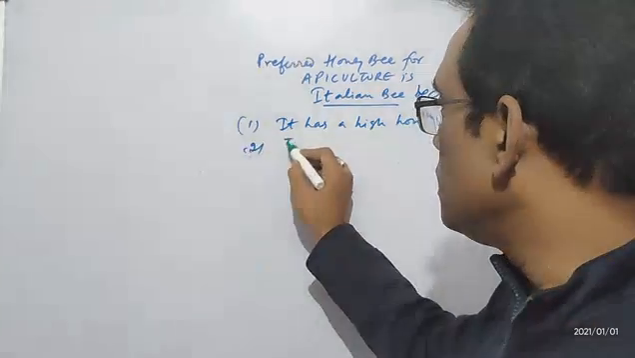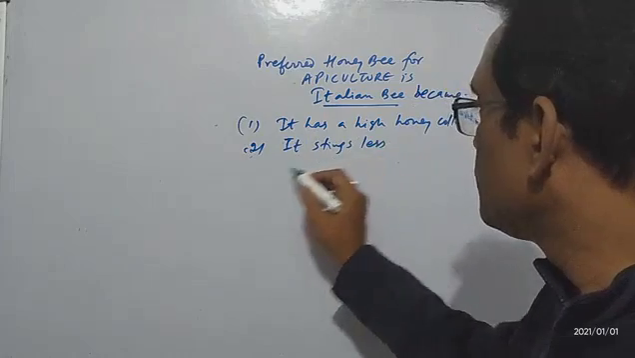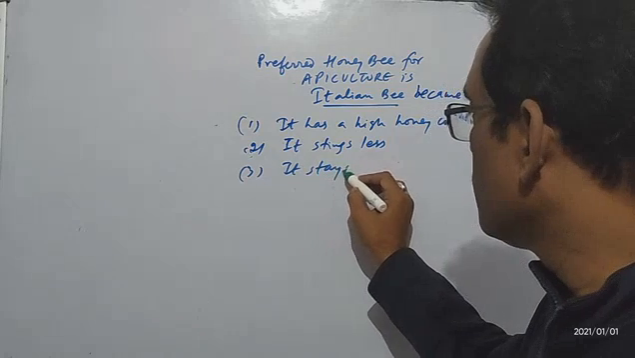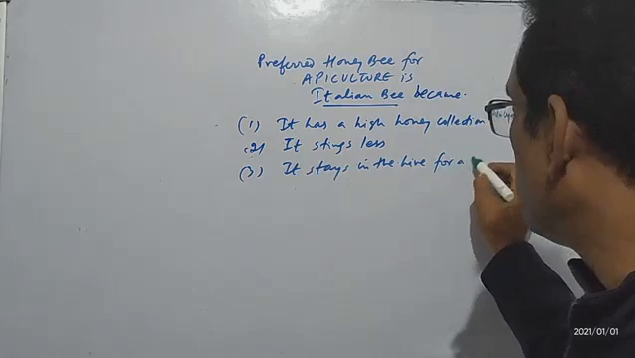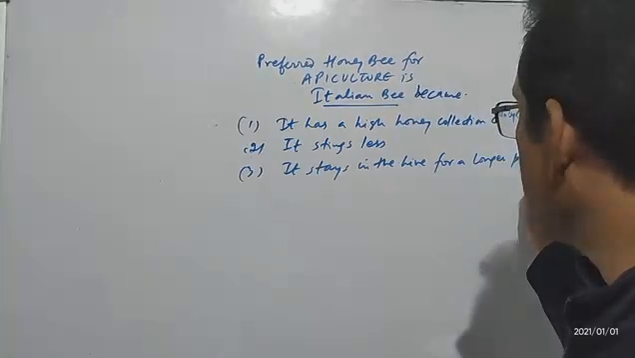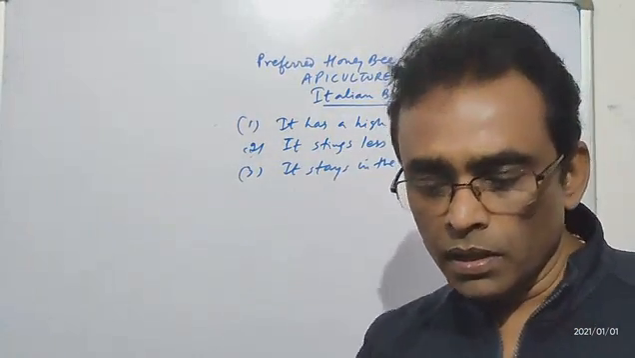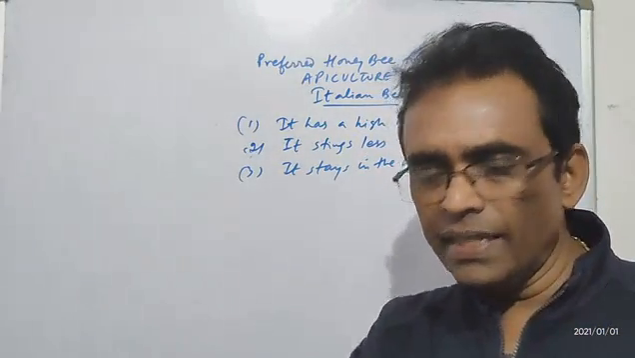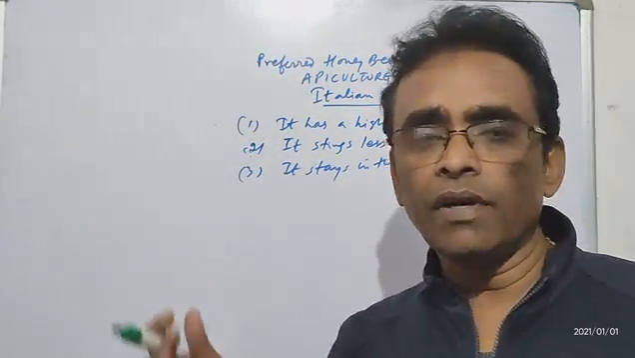Second, it stings less. The third, it stays in the hive for a longer period. So what happens? We get enough time to collect the honey. They don't simply eat it up. Sometimes there are honeybees which are very fast. They collect the honey, they drink it up and fly away, and suddenly you will find the beehive has vanished.